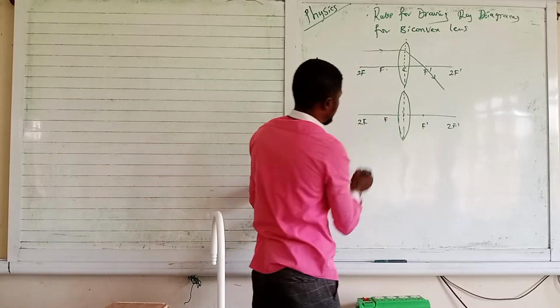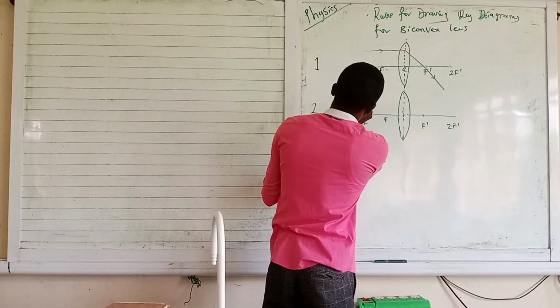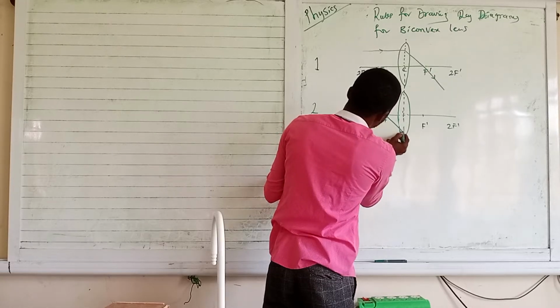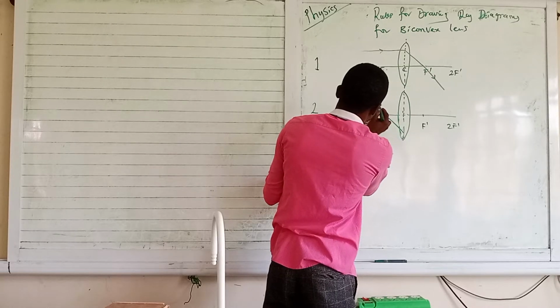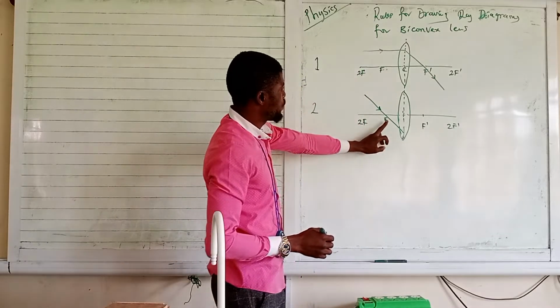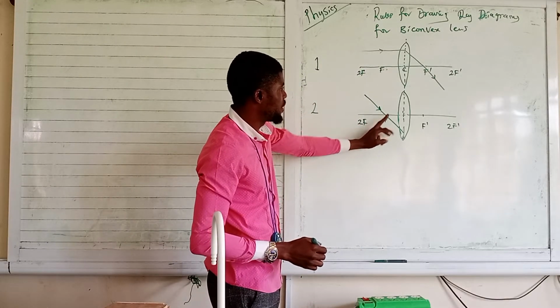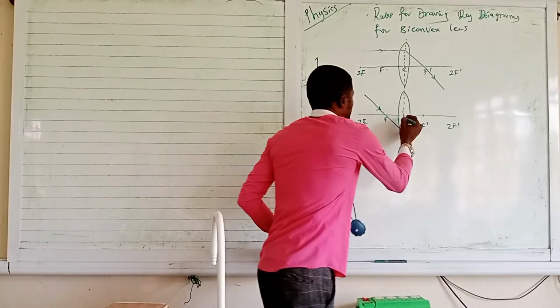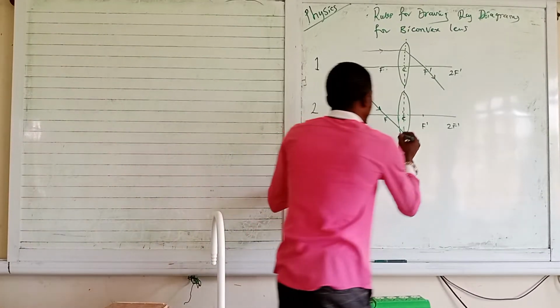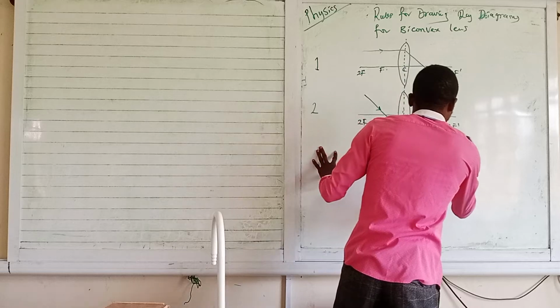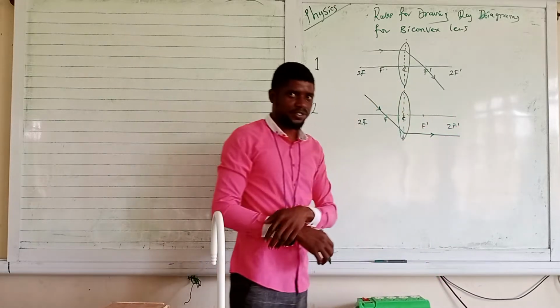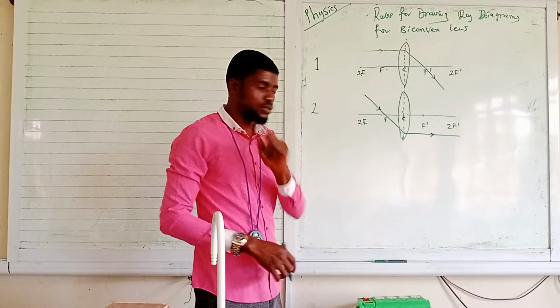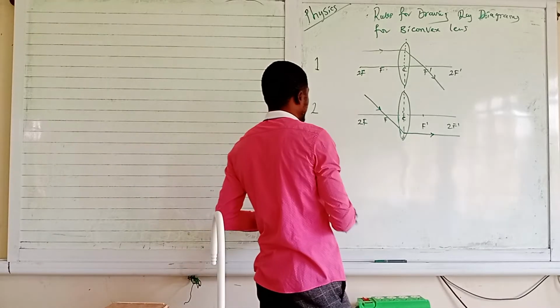A ray of light passing through the focal point. A ray of light passing through the focal point, after refraction at the center of curvature C, it must pass parallel to the principal axis. Rule number two. Rule number three.